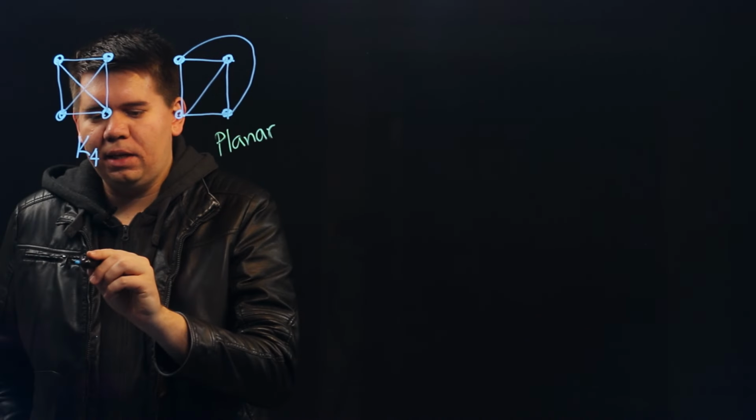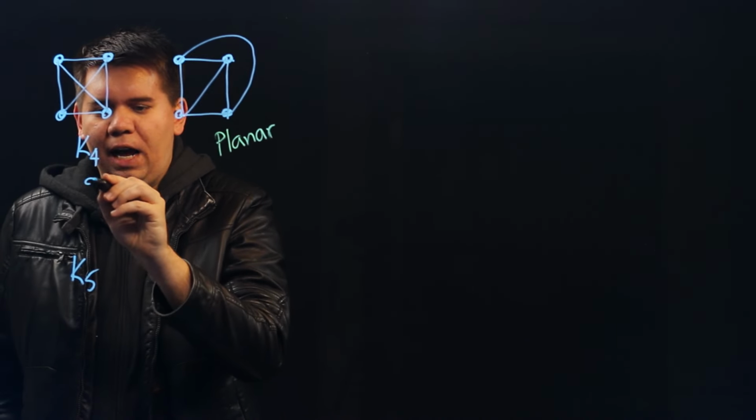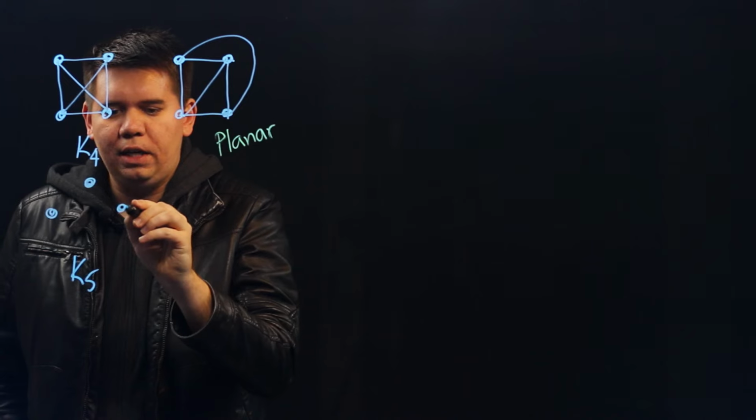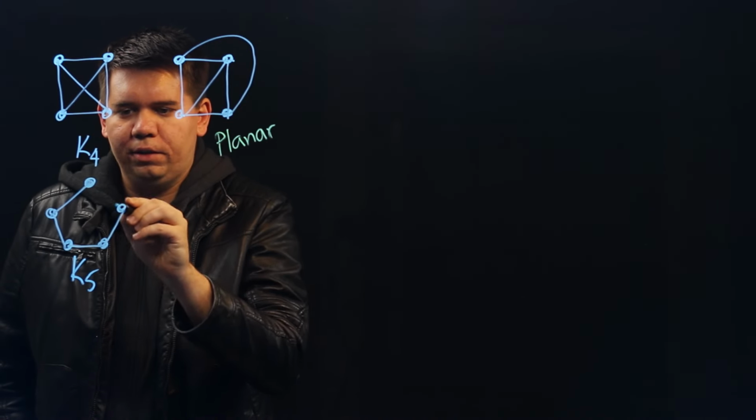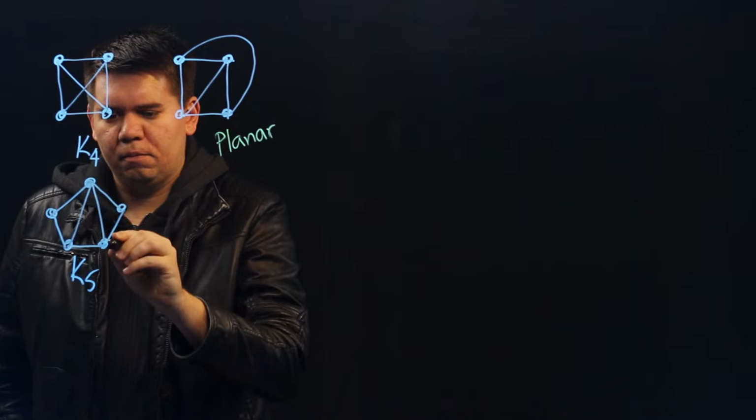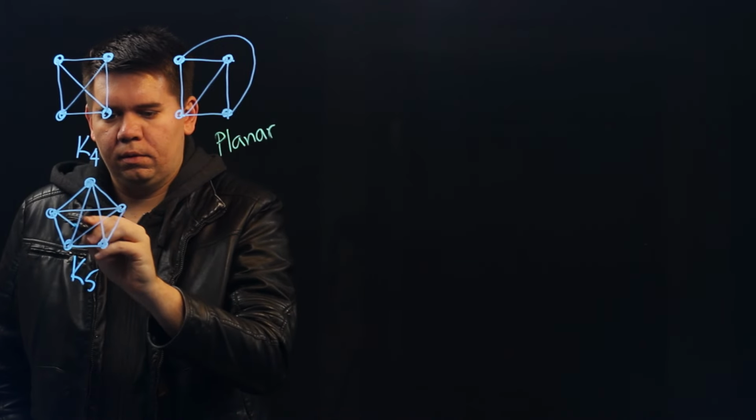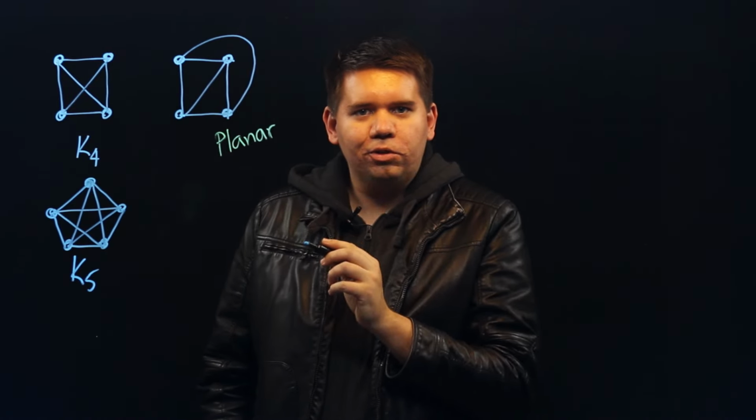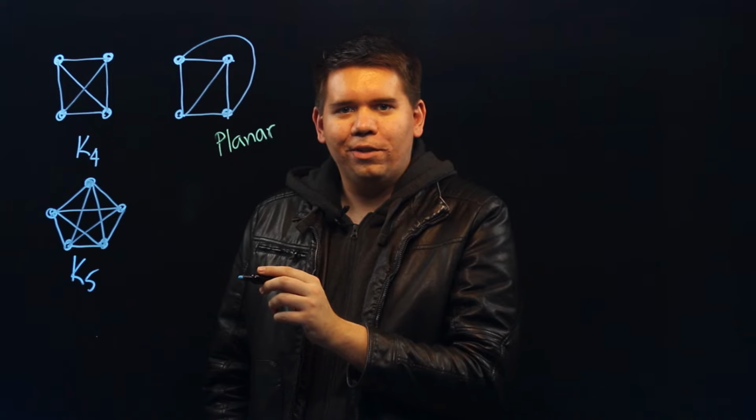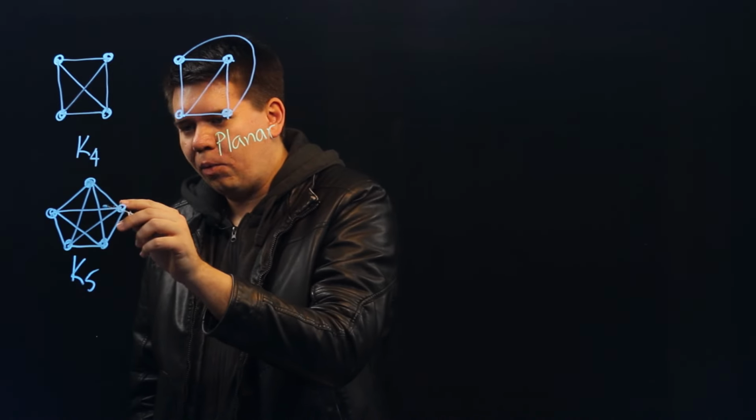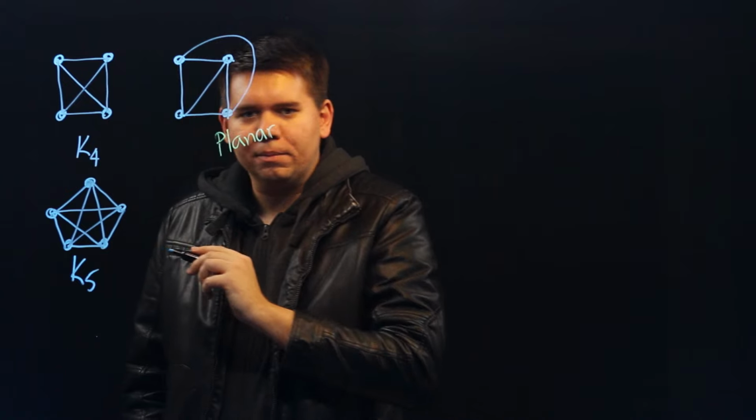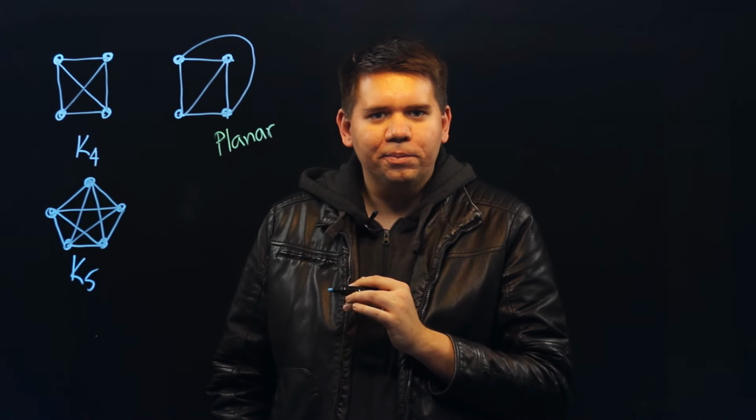How about K5? That is the complete graph on five vertices where each vertex is connected to every other vertex. Is it possible for us to draw K5 so that the edges don't hit each other? Here, they hit each other 1, 2, 3, 4, 5 times. Can we get rid of those crossings? Let's try.